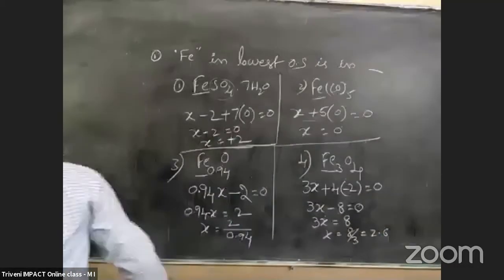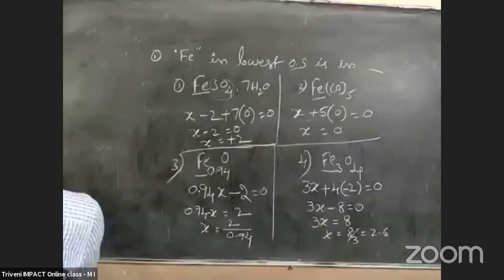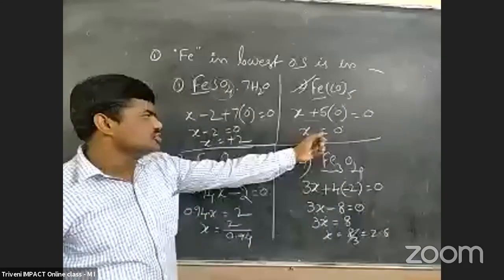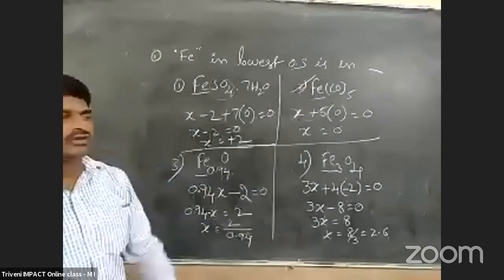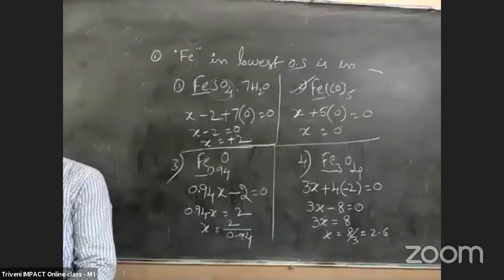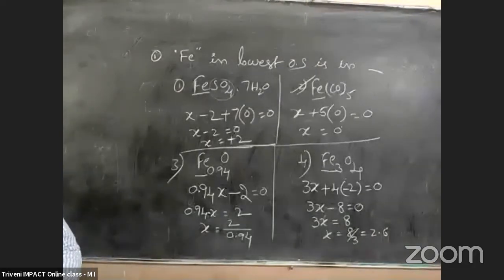So observe carefully, in which option? 2 by 0.94 is about 2.1, so 0 is the lowest value. So the second option is the correct one. All of you note down this first bit: option 2 is the correct one.